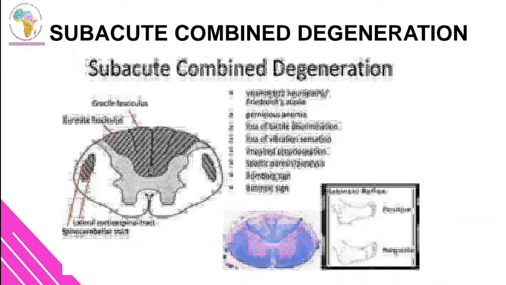And we know vitamin B12 actually plays a major role in the myelination of nerve fibers. Yeah, and subacute degeneration of the cord is also associated with what? Pernicious anemia.